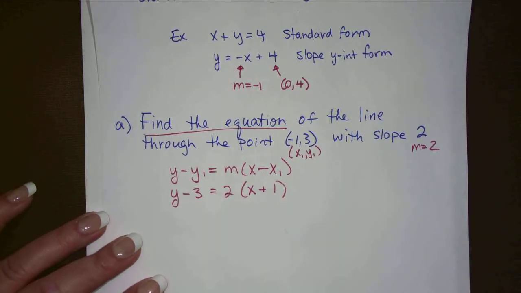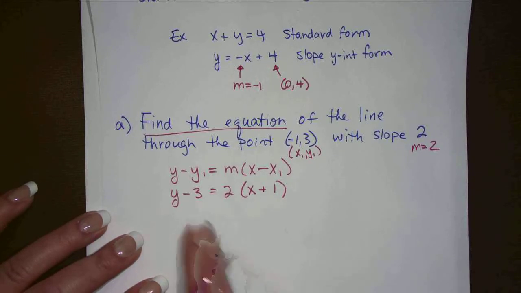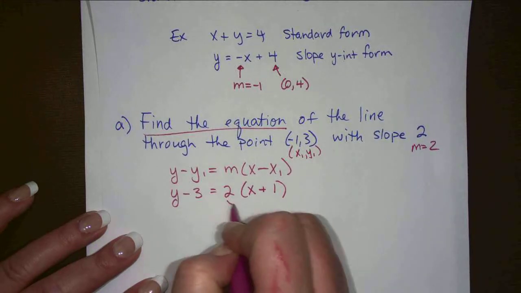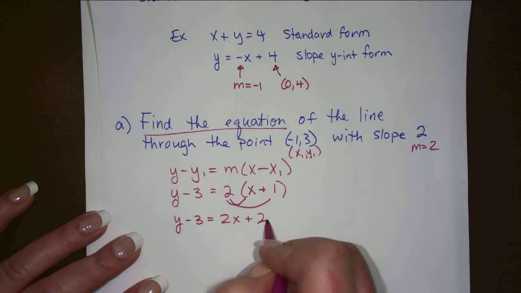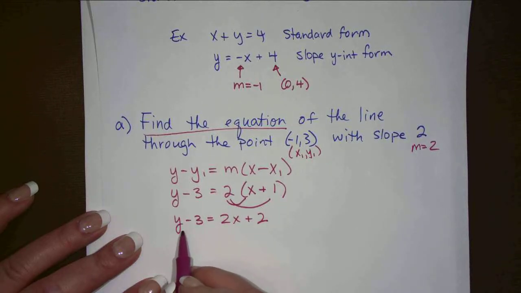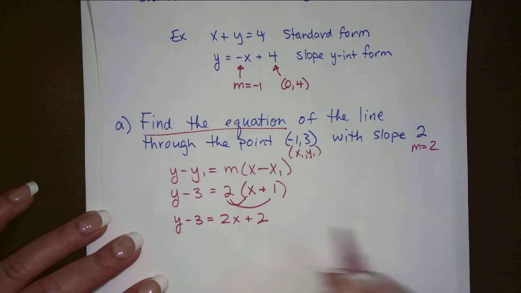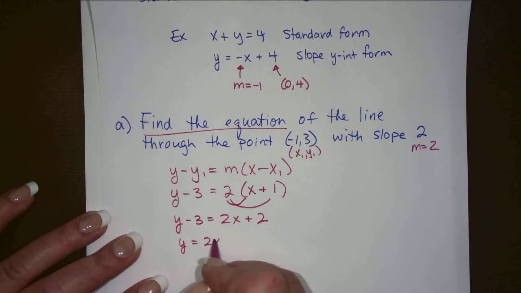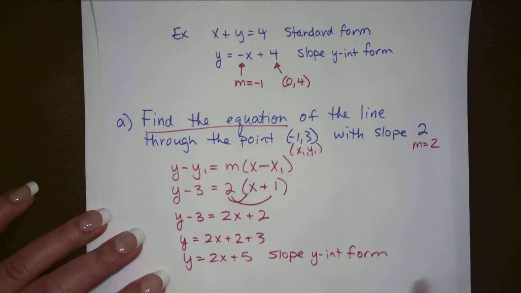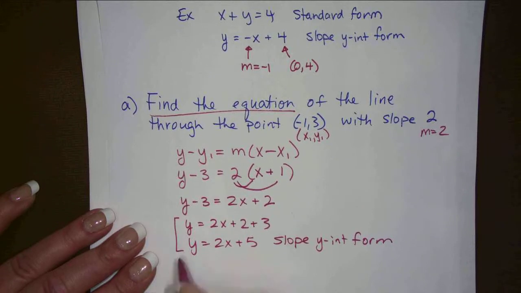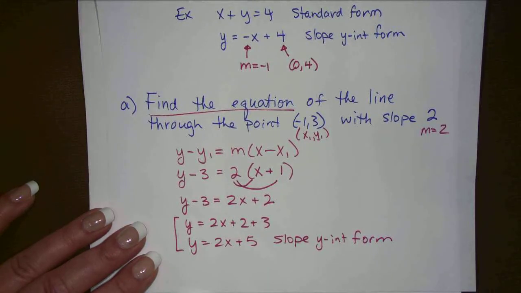Now, what we don't do is leave it in this form. This is more of a working form, how you start it and then you work it out. So we would multiply the 2. So 2x, and 2 times 1 is 2. And then if you wanted it in y-intercept form, you'd move the 3 over. So this would be slope y-intercept form. So that's what you do for slope y-intercept form.